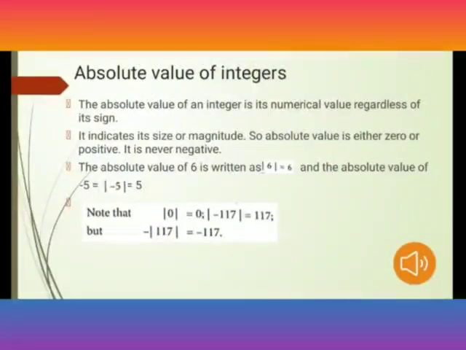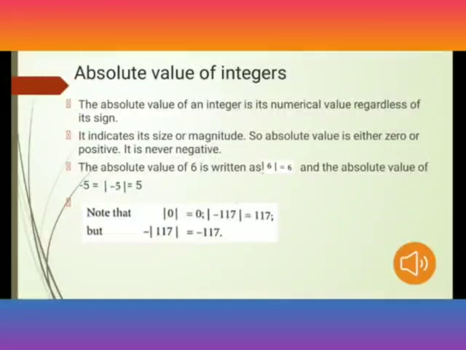Dear students, now let's discuss absolute value of integers. The absolute value of an integer is its numerical value regardless of its sign. Or you can say the absolute value of an integer is the value of the integer without considering its sign. It indicates its size or magnitude. So absolute value is either 0 or positive.